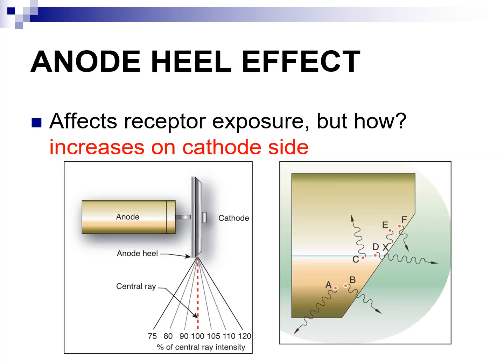The anode heel effect affects receptor exposure, but how? Well, it's going to increase receptor exposure on the cathode side. The anode acts like its own filter, and it's going to filter out the radiation on the anode side.